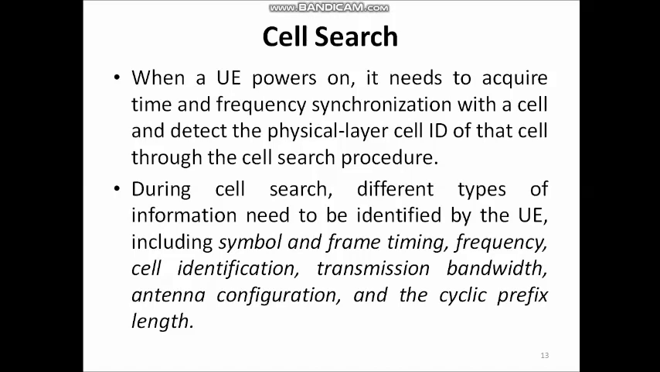And during this cell search operation, different types of information need to be identified by the user equipment. This includes symbol and frame timing, frequency, then cell identification numbers, transmission bandwidth, antenna configuration and the cyclic prefix length. So, during this synchronization or cell search procedure, these different fields are identified by the user equipment.